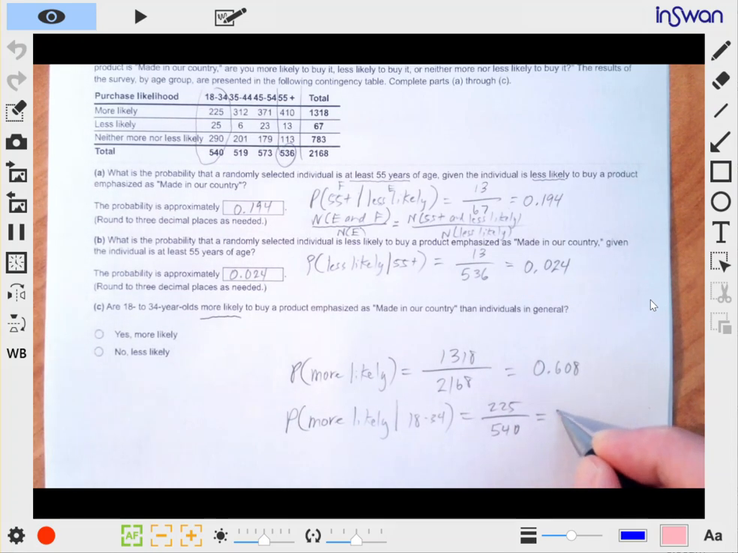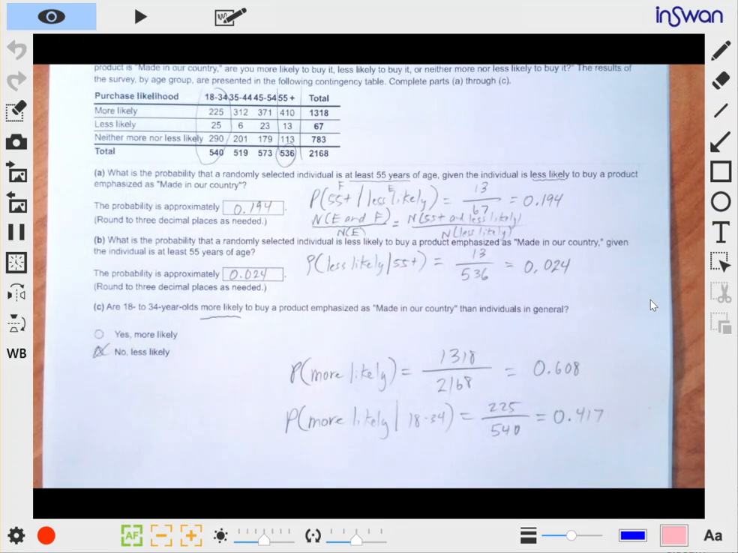And we're going to get 0.417. So you can see generally, overall, the percentage or the ratio is bigger. In this age group, it's only 417 thousandths versus 608 thousandths. So these guys are less likely.